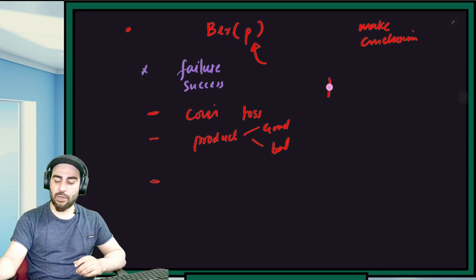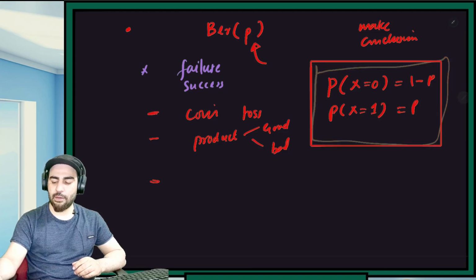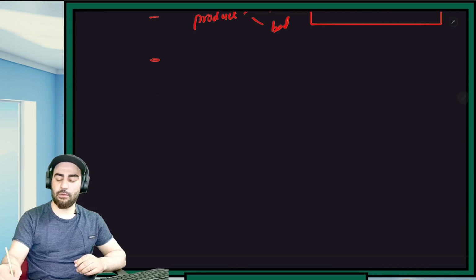What is the PMF? The probability of x taking value 0, this is basically failure, is 1 minus p. The probability of x taking value 1, that is success, is p. This is the parameter that is given. So we defined the PMF of the Bernoulli random variable like this. From the Bernoulli random variable we went to the binomial random variable.